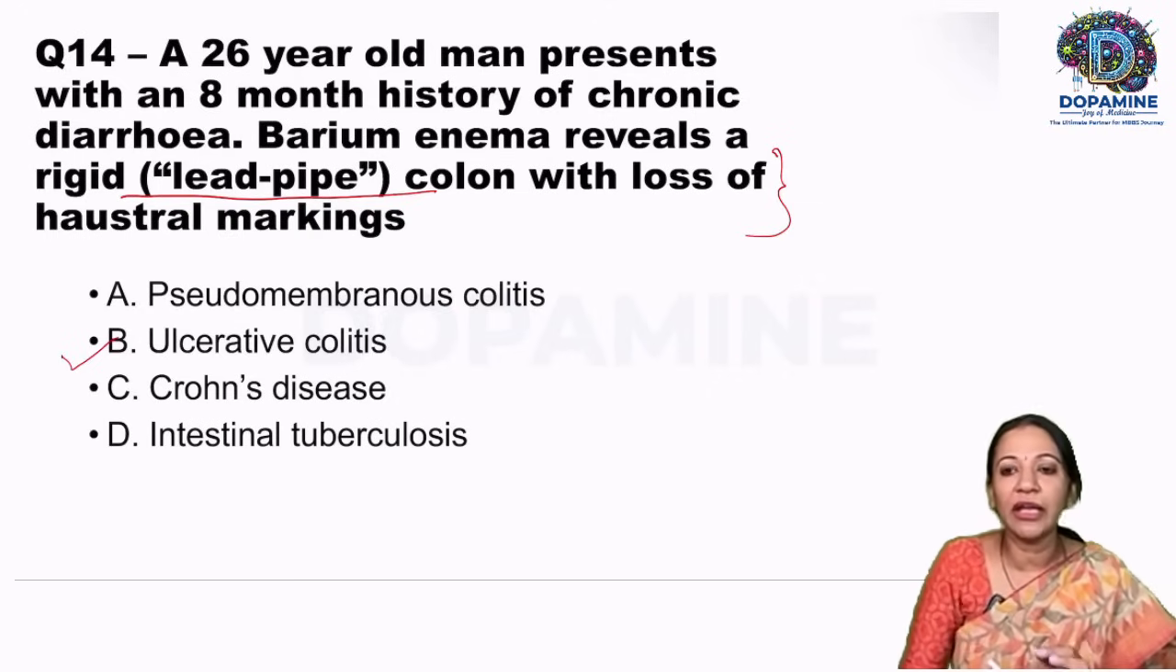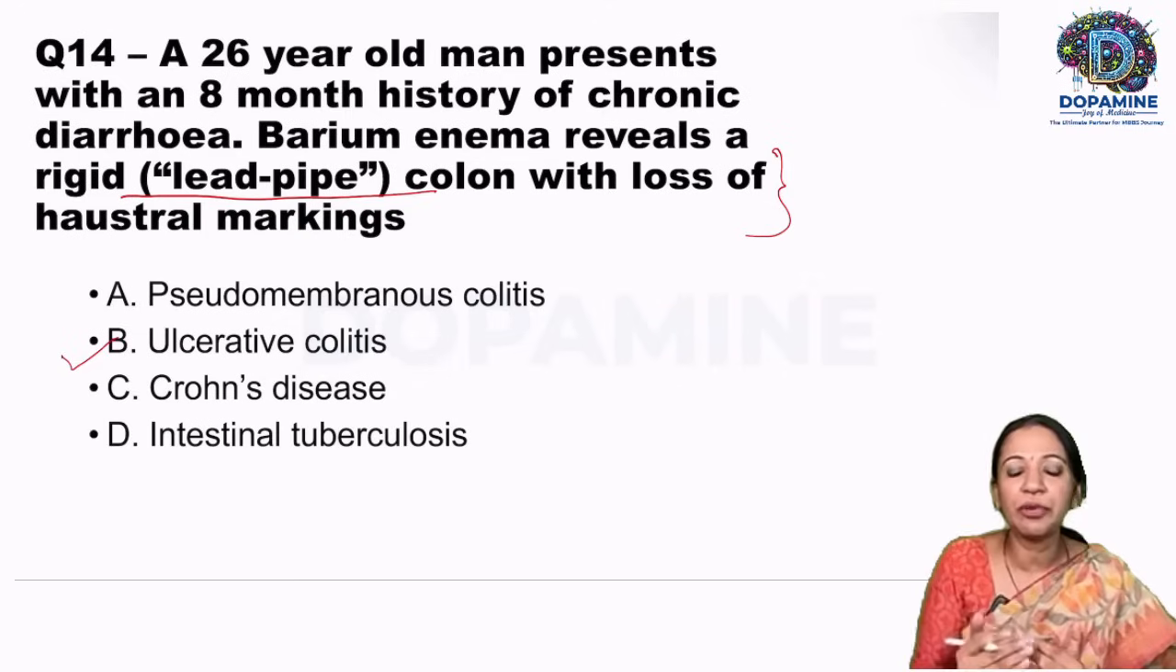In IBD, there are two types, Crohn's and ulcerative colitis. Crohn's will have skip lesions, ulcerative colitis will be continuous. Crohn's disease can affect anywhere in the GIT, from the oral mucosa till the anal mucosa, whereas ulcerative colitis will involve only the colon. The only involvement of the ileum will be inflammation from the colon entering into the ileum, like a backwash ileitis. And because of the chronic irritation, what happens?